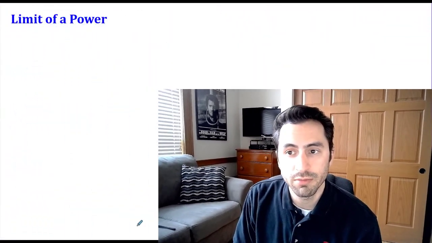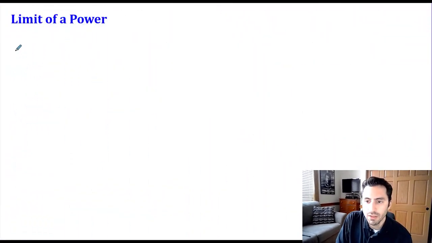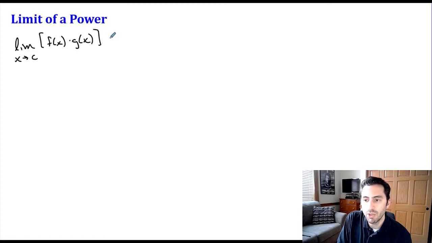Everyone, in this video we're going to take a look at the property for limits, the limit of a power. Now the first thing we need to remember is the property we've already talked about, the limit of a product. So remember that theorem says that the limit as x approaches c, and if we have a product of functions, we can separate this. So the limit of a product is the same as the product of the limits. So this is the same as the limit of f of x times the limit of g of x.